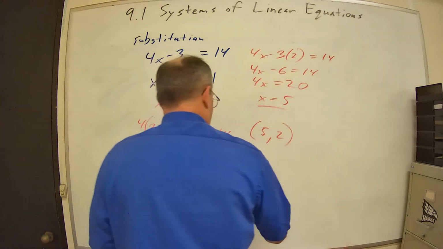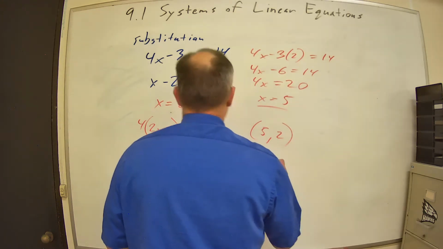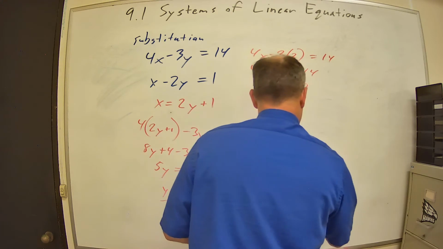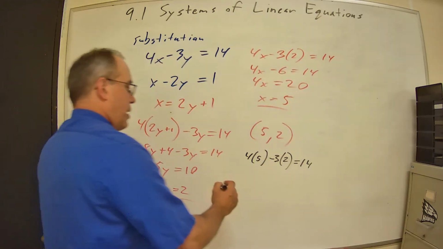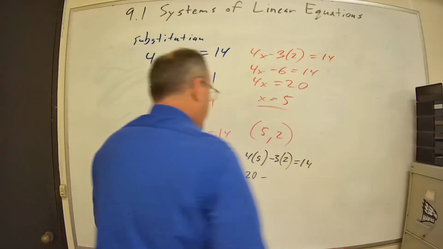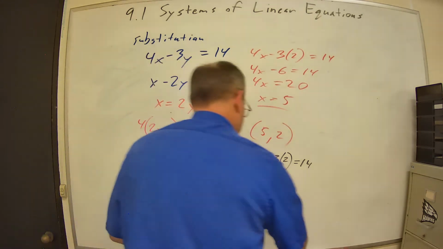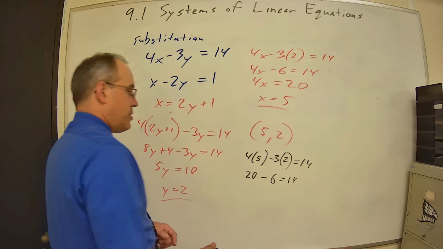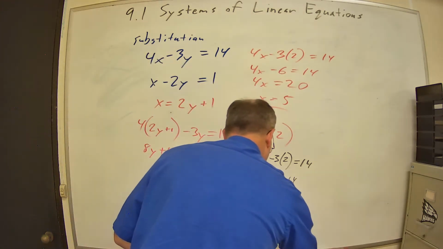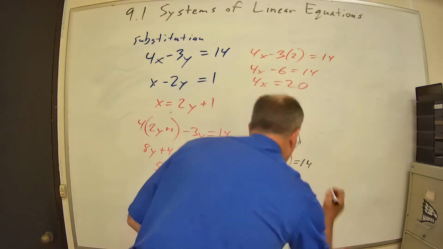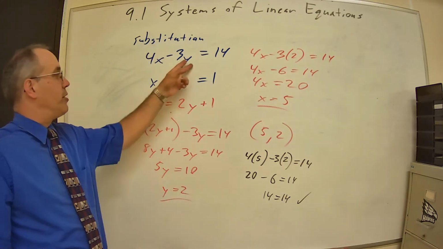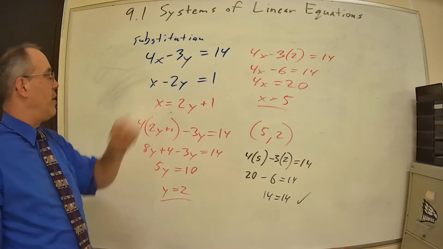So 4 times 5 minus 3 times 2 is equal to 14. 4 times 5 is 20, minus 3 times 2 is 6, is equal to 14. 20 minus 6 is 14, so we have 14 is equal to 14. Check. It worked in that equation. So now let's do the other one.